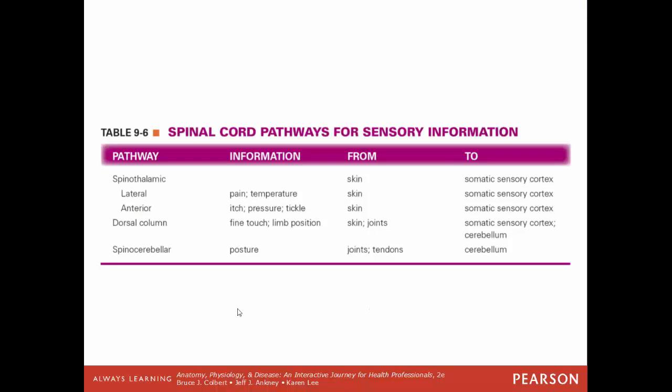There's a brief summary of the spinal cord pathways for sensory information. Spinothalamic, both lateral and anterior, the dorsal column, and the spinocerebellar. What information they receive, from what part of the body, and where the information goes to. Is it the somatic sensory cortex or the cerebellum?